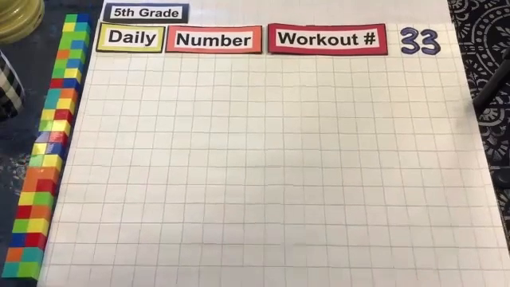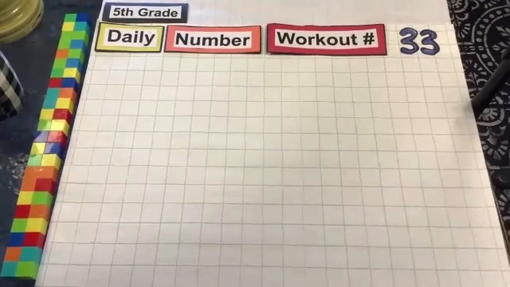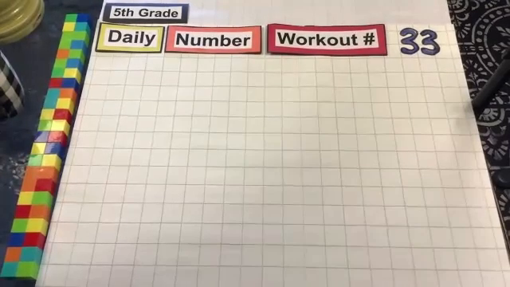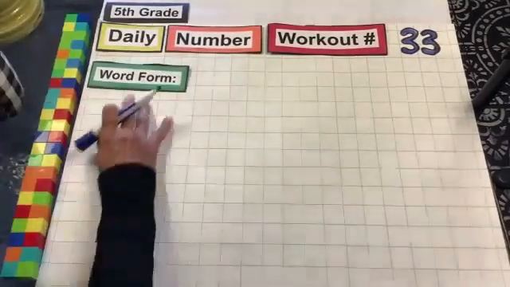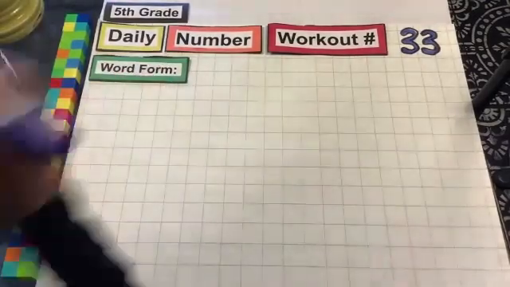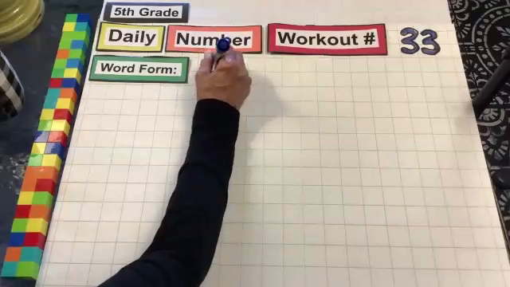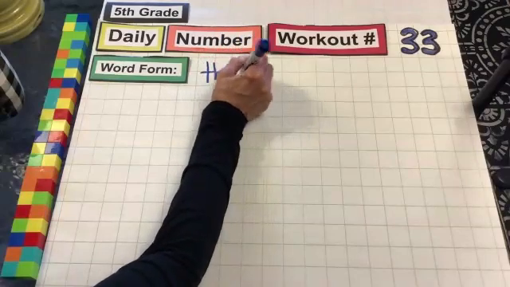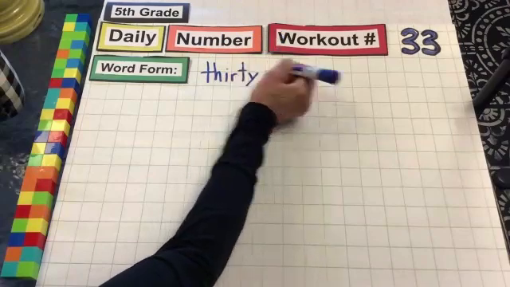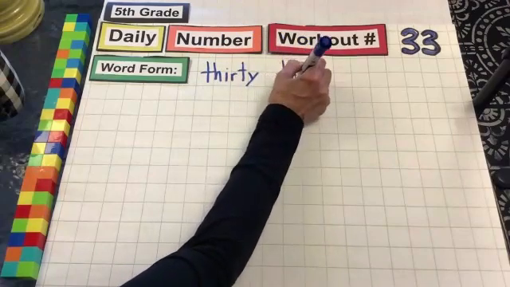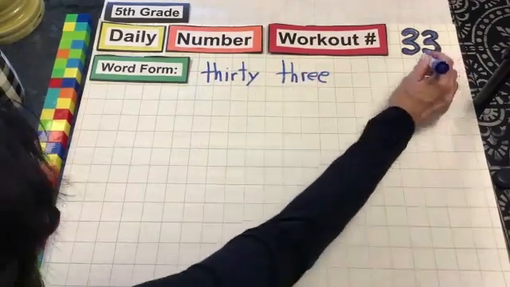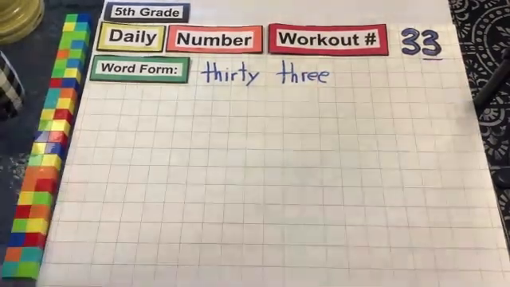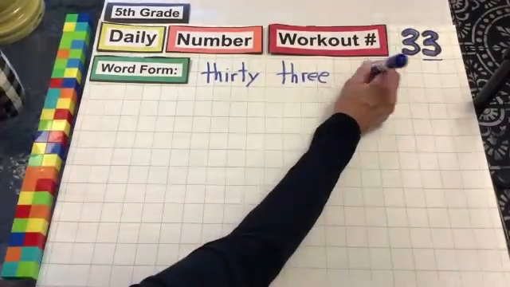Today is our fifth grade working on number 33. So let's start off with our word form. Thirty-three. And since the ones place is a 3, it is an odd number.